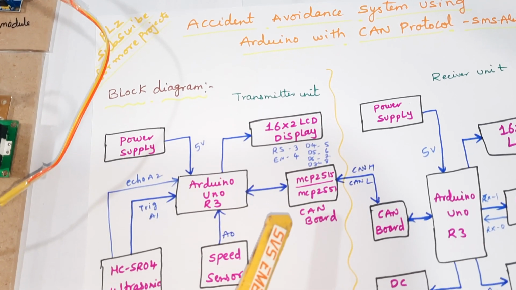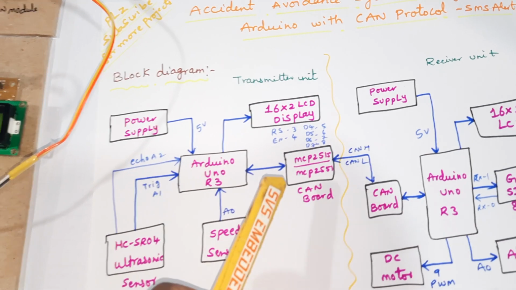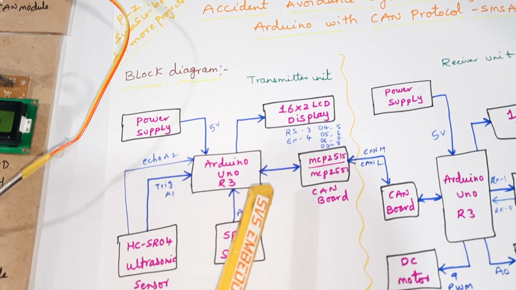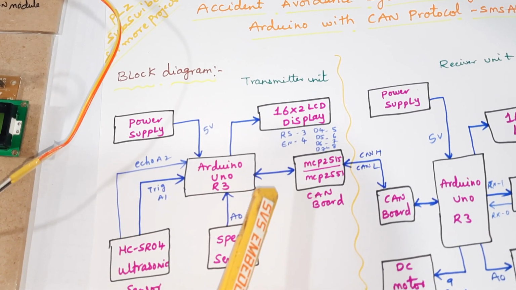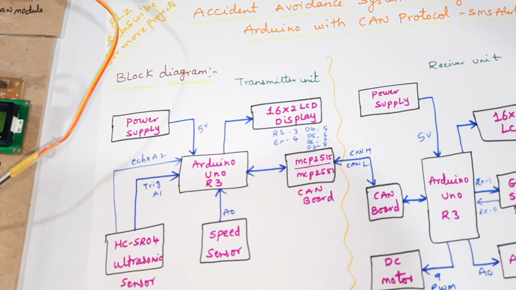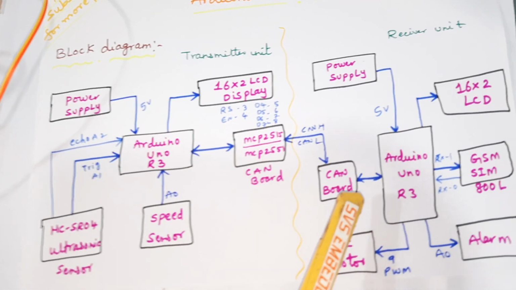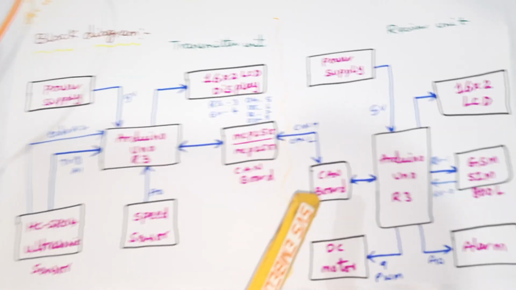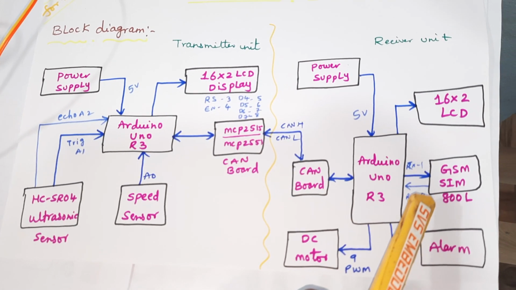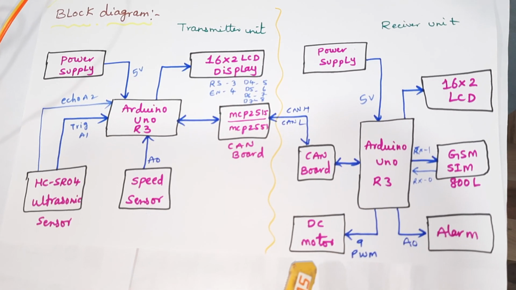8, and the MCP2515 CAN controller board is connected to the SPI pins 13, 12, 11, 10: SCK, MOSI, MISO and chip select. CAN high and low are connected to the CAN board of another Arduino board, with the same power supply module, a GSM SIM800L, and one engine.